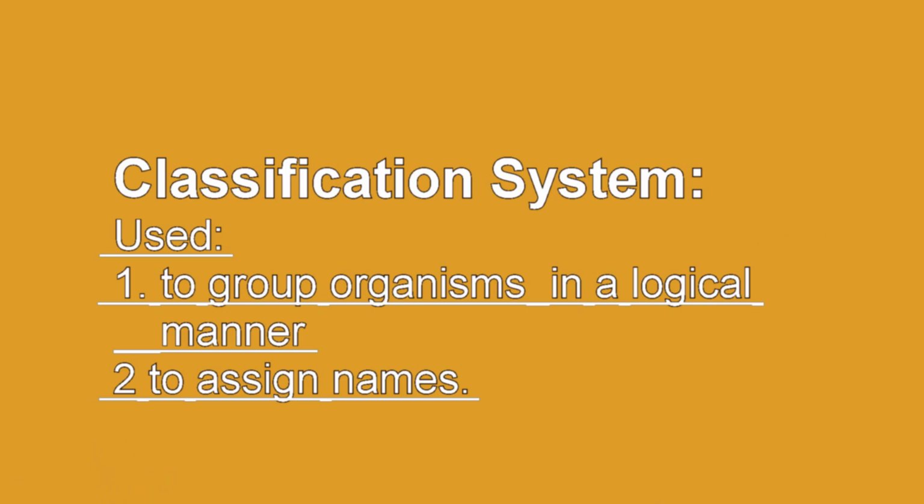So again, to avoid the confusion caused by regional names, biologists use a classification system to group organisms and logically assign those names. By using a scientific name, biologists can be certain that everyone is discussing the same organism.